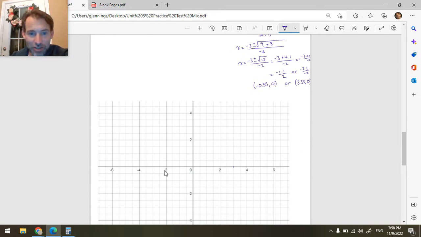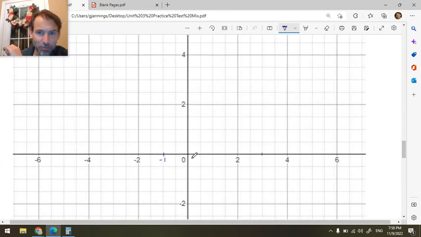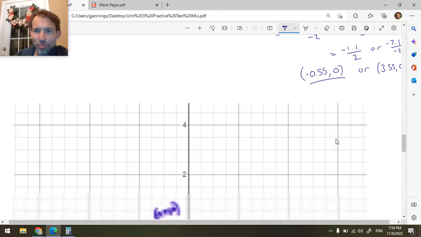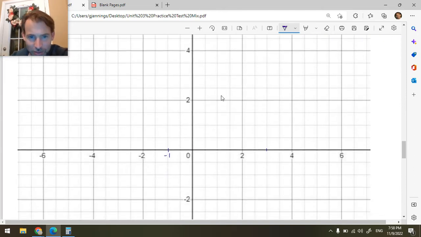All right. Now we plot those 2 points onto our graph. So take a look at the graph. Here's -2. Here is -1. Okay, and so -1/2 is directly in between -1 and 0. So this is a point, I'm just going to zoom in, ever so slightly bigger than -1. This point over here is -0.55. We'll place it right there, and we'll label it -0.55, comma, 0. There's our first root.